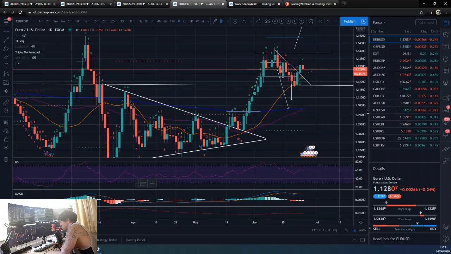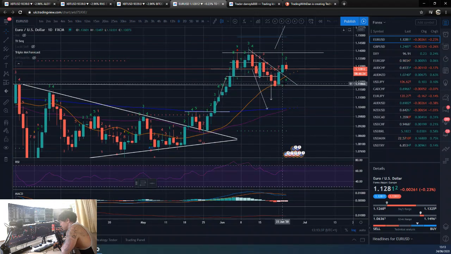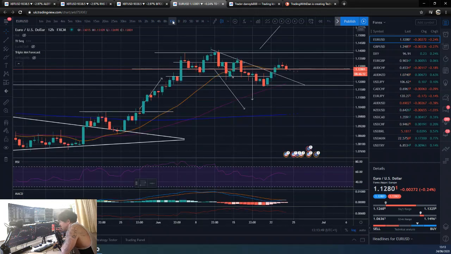But yeah, 21 is holding us up for the time being. A nice bounce off the 21 on the daily. So I'll be looking for it to be tested again, and then we'll see whether it takes it out or not and comes down. Nothing TD wise on the daily.